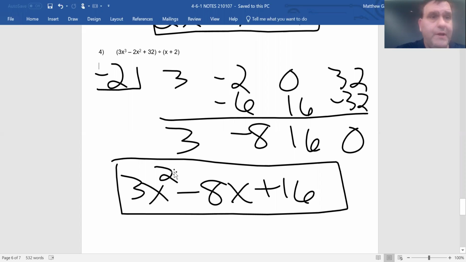Going forward, tomorrow we'll be going through examples with remainders and taking it a step further.